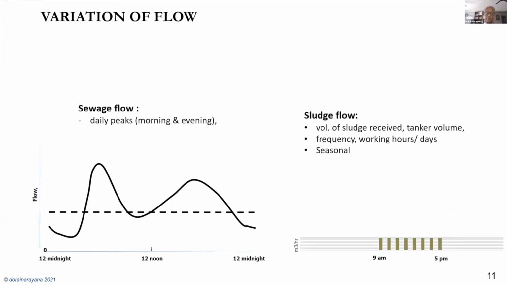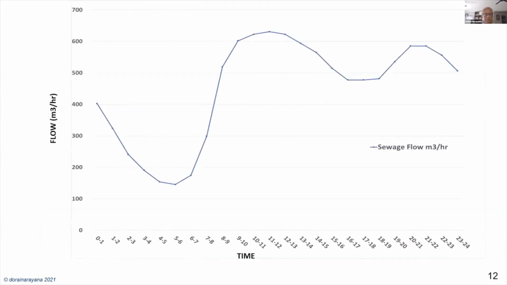But how does the sludge flow vary? Here, the sludge flow does not vary in the same way. It depends on the operating hours at which the sludge is received in the treatment facility. Usually, it is normal working hours of 9 to 5, for example. So that's when the tankers arrive. And then it depends on the tanker volume, how many tankers arrive, and the frequency of the emptying of the containments. There could also be a seasonal impact. And on weekends, if the tankers are not working or the reception facility is not working, you get no flow. So the pattern of flow of septage or fecal sludge is very different from sewage. So when we mix these two in a co-treatment scenario, you can expect a little bit of a variation, right?